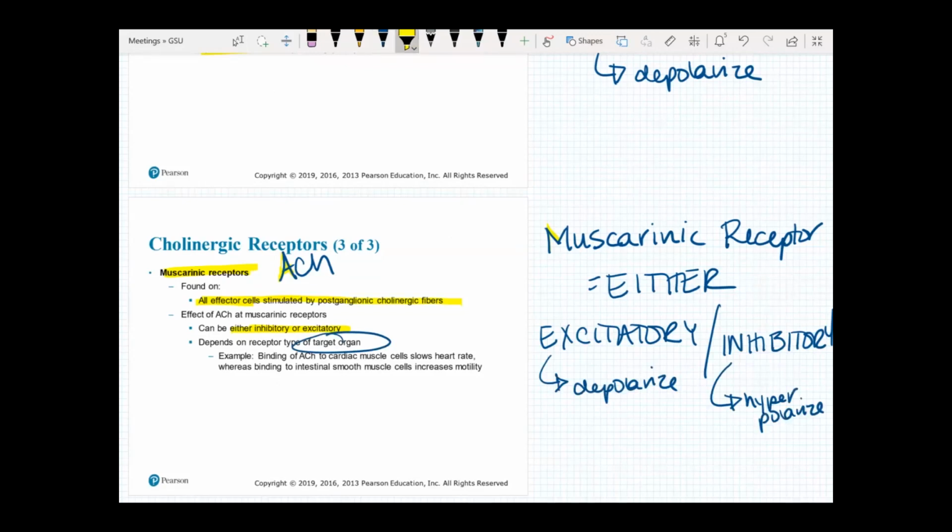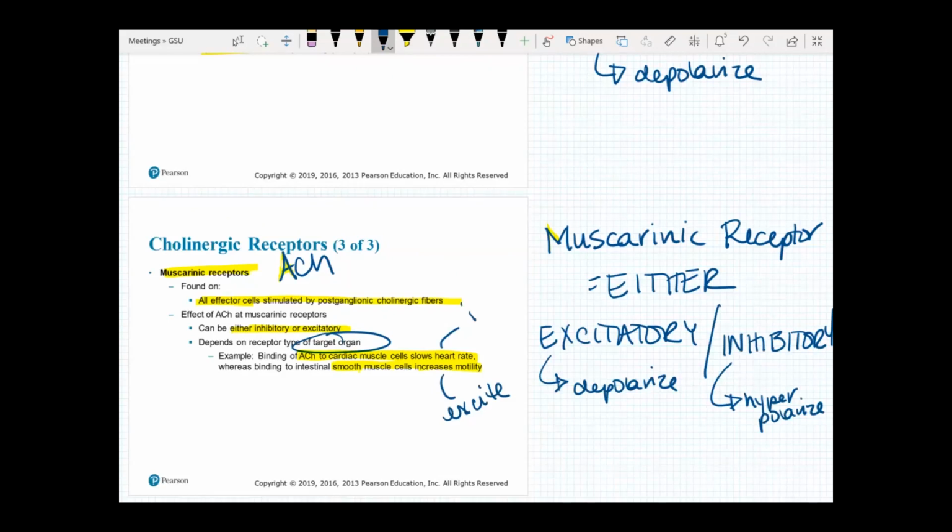An example of this is ACH and cardiac muscle cells. It will slow your heart rate for cardiac muscle. However, if you put it on smooth muscle, it increases activity. So ACH will excite smooth muscle, and ACH will slow your heart muscle.